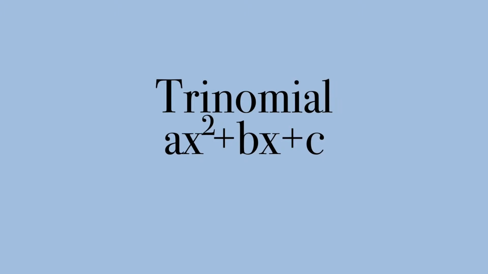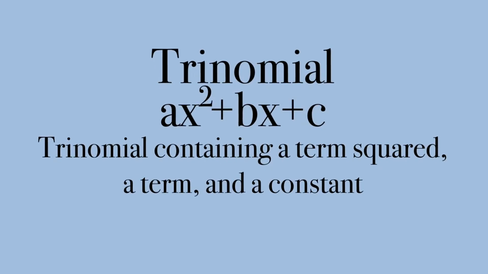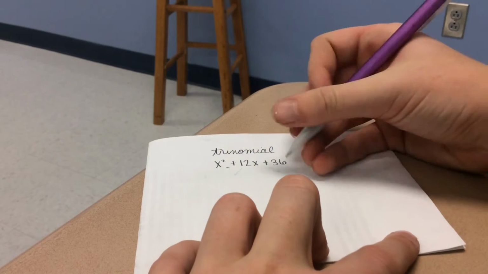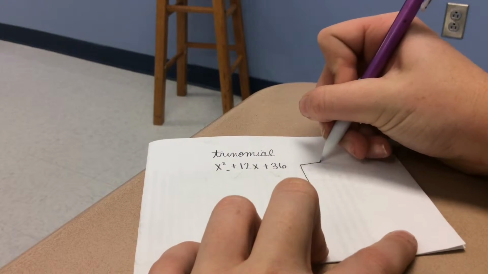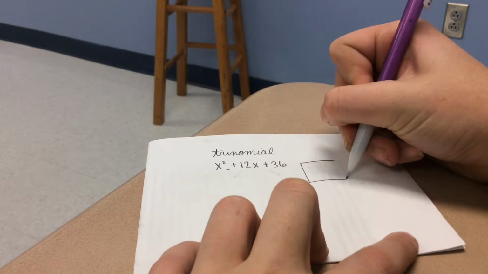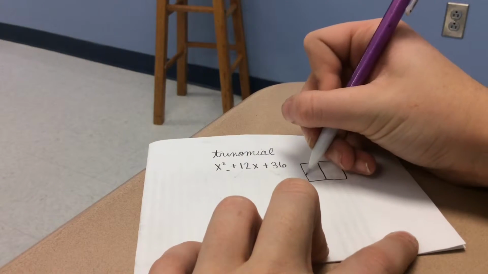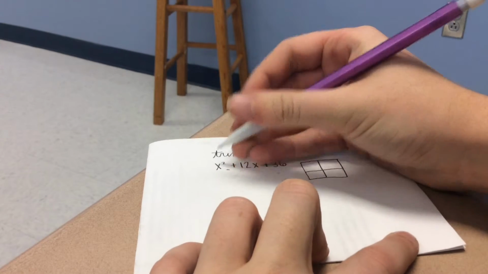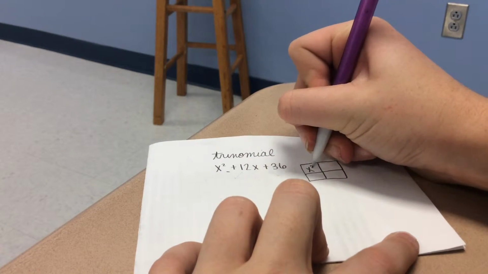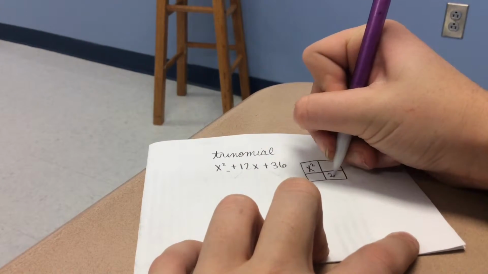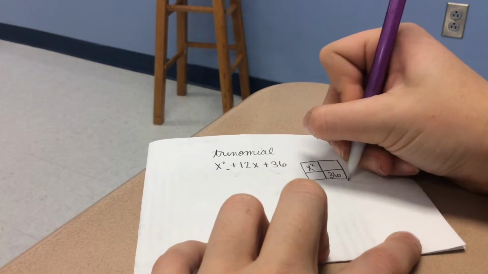The third kind of polynomial is a trinomial. It has 3 terms and commonly has a quadratic, linear, and constant term. There are many different ways to solve trinomials, but a common method is the box method. To do this, you put the first term in the top left box, the third term in the bottom right box, and then you multiply them together.